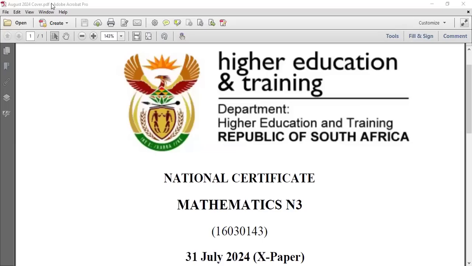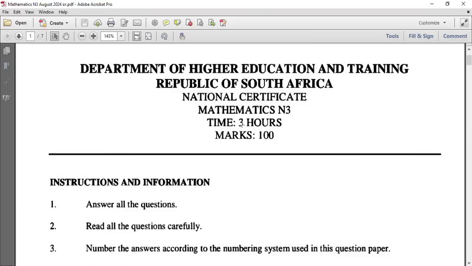All right, guys. So in this case, we are going to consider our typical exam revision, which is for our mathematics N3. So if we are to consider here, this is our 31 July, that is the August exams that you're going to consider for mathematics N3. So make sure that you go through the information, the instructions that you are being given. Make sure that you go through. Remember, this is a 3-hour paper, okay, out of 100.